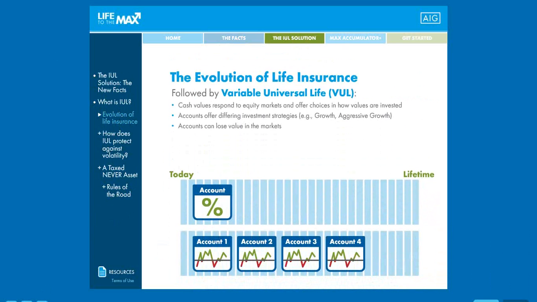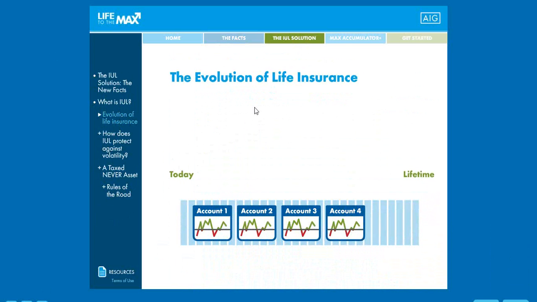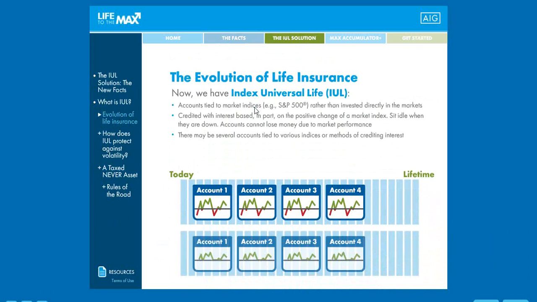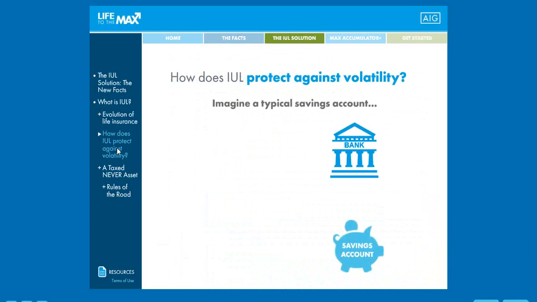So what came next? Well, some people didn't like having their money at risk. In the late 90s, we saw the advent of index universal life. This is really the industry response to a consumer desire for a better than fixed interest rate return, but without the downside risk of a variable universal life. And the accounts in an IUL cannot lose value in down markets. So how does an IUL do that? How does it protect against volatility?